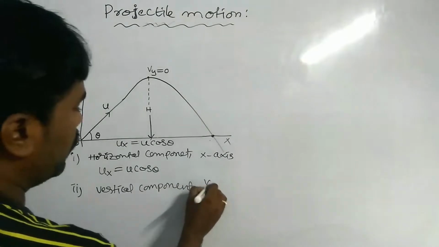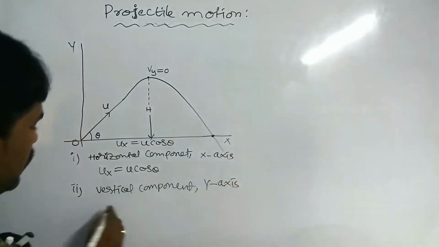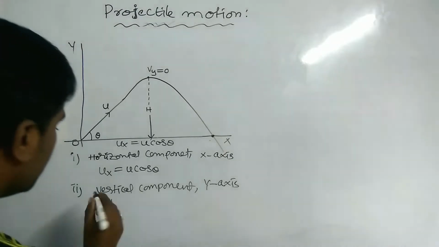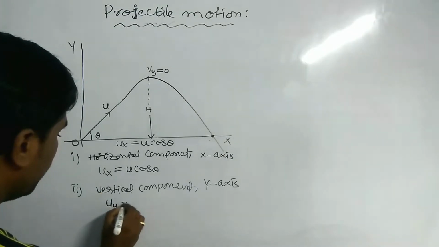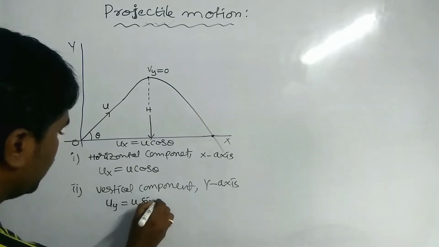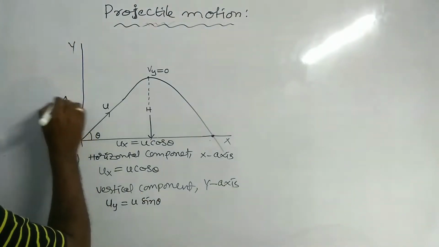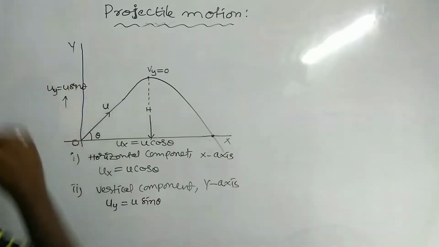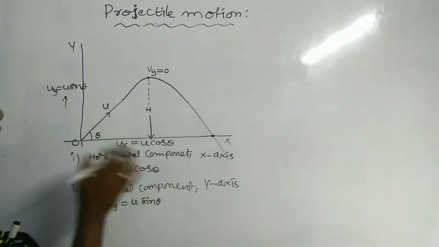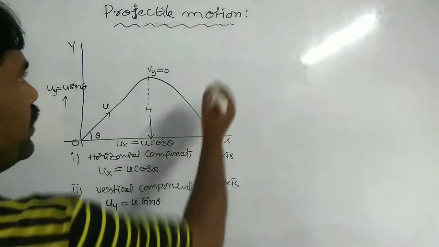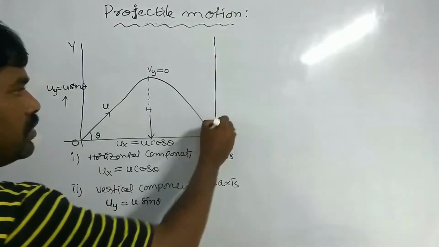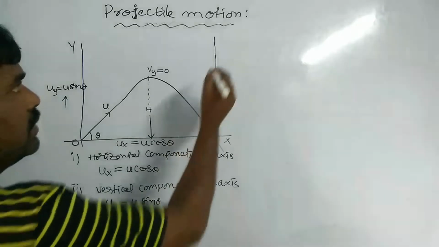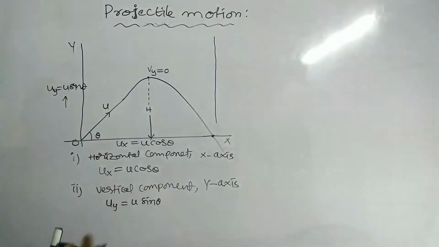So the vertical component is along the y-axis, where uy is equal to u sin theta. Uy is equal to u sin theta. This is along the y-axis. Right? So these are the components of velocity. And now we have to find the displacement of the body along the x-axis and along the y-axis. Okay? So then you can find the path of the projectile.